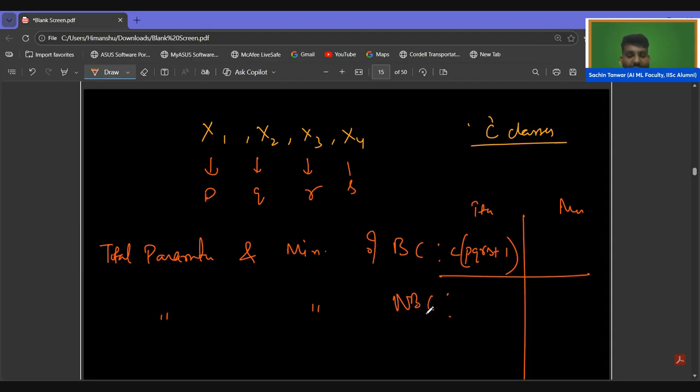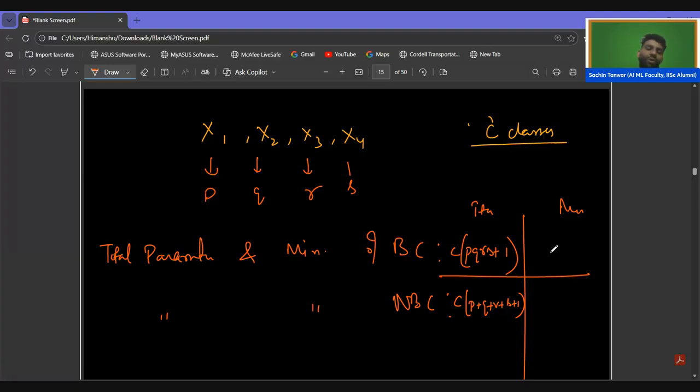What would change over here for NBC, Naive Bayes classifier? So per class, I need P, I need Q, I need R, I need S. So that means, and how many priors? C. So it would be C times of (P plus Q plus R plus S plus 1). Because for X1 I need just P, for this one I just need Q, for this one I just need R, for this one I just need S. Per class would be just P plus Q plus R plus S. For C classes, it would be C into (P plus Q plus R plus S). Now C number of priors would be there, so all this.